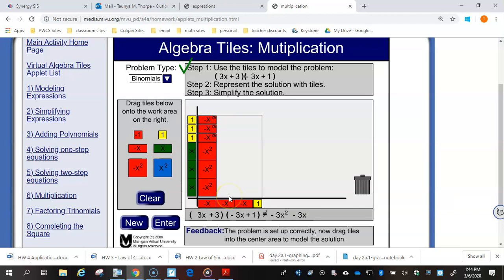And then we do the same thing for the next row. So negative x times x, negative x squared, negative x times x, again negative x squared, negative x times 1, still negative x, and we would do the same thing for this row.